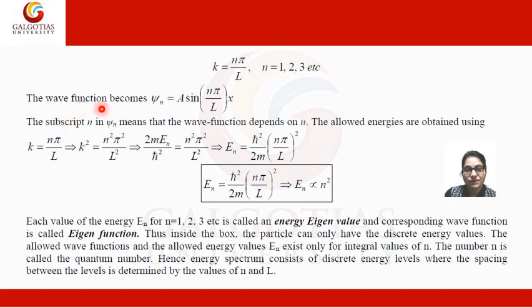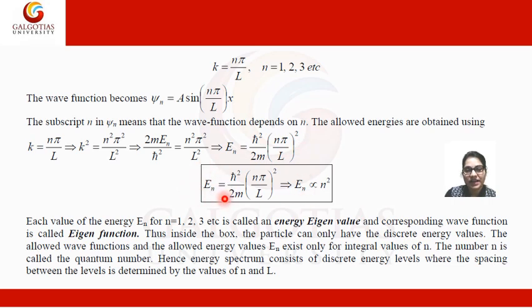So now our wave function becomes psi n equals A sin(n pi x / L). The subscript n in psi n means the wave function depends on n only. The allowed energies are obtained using k equals n pi by L, where we initially supposed that k squared equals n squared pi squared by L squared, and k squared equals 2mE upon h cut squared. When we simplify this, we get E n equals h cut squared upon 2m times (n pi upon L) whole squared.